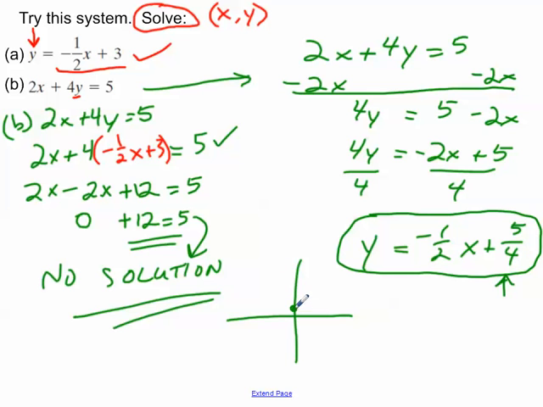Green line would intercept probably right about there, and 1/2 would be maybe something like that. The red line would be something like this, intercepting at 3, a little bit more than 5/4, and it would have the same slope. So therefore, these would not meet, the red line and the green line would not meet, and therefore they have no solution, which means the same thing as 12 equals 5 in the substitution method.